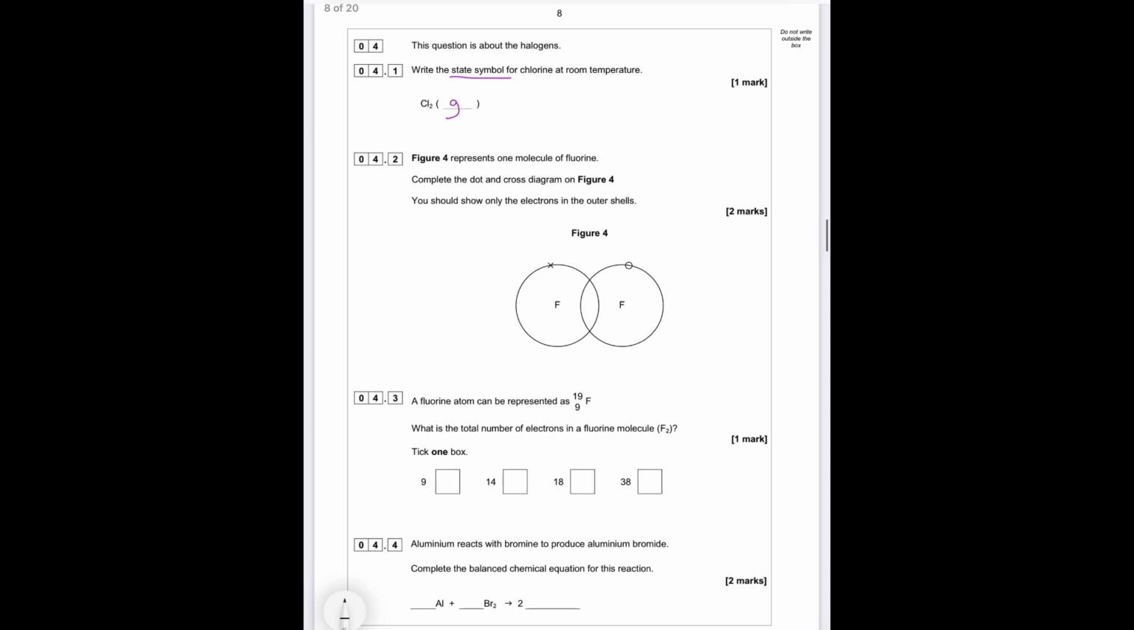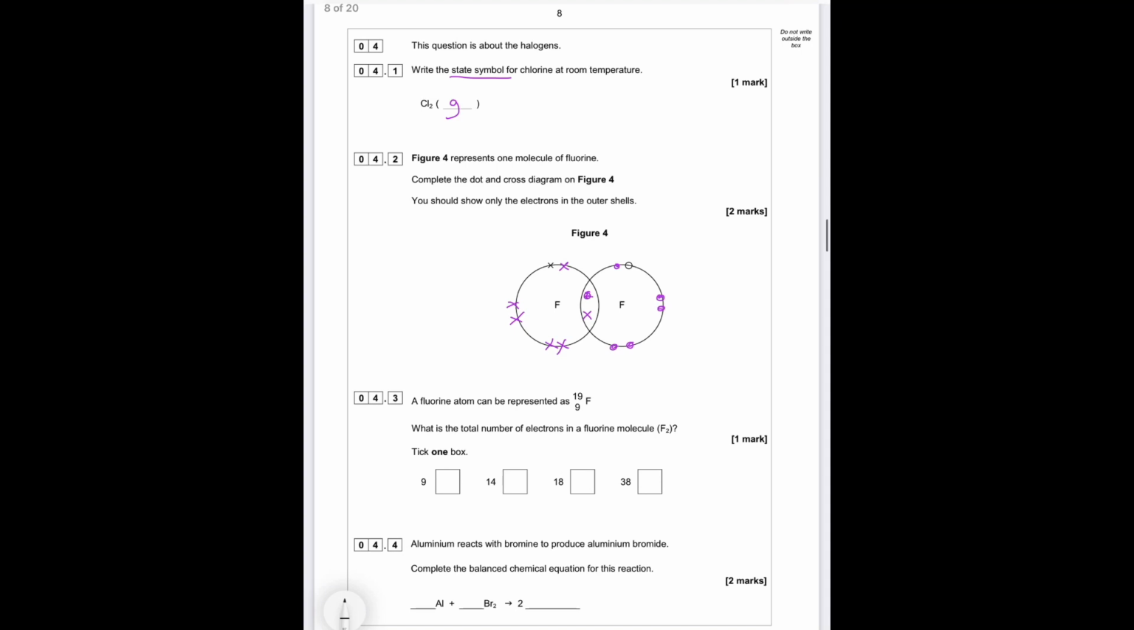For the next part of the question, we need to complete the dot and cross diagram for a fluorine molecule. And fluorine is in group 7, so each of our fluorine atoms would have 7 outer electrons, with one being used in our covalent bond. There we go.